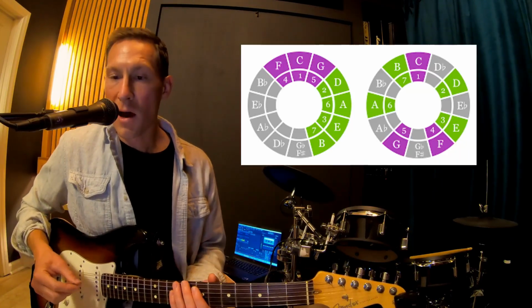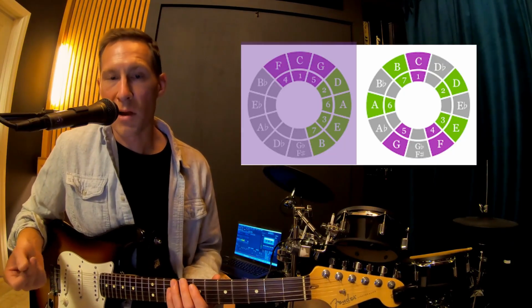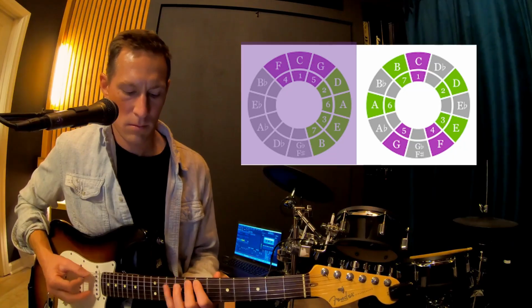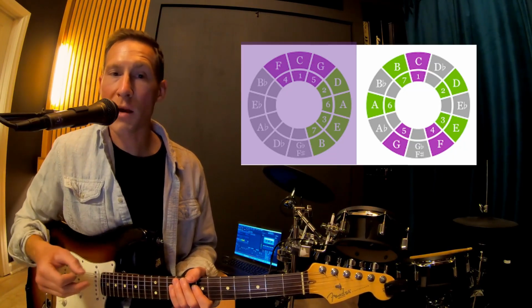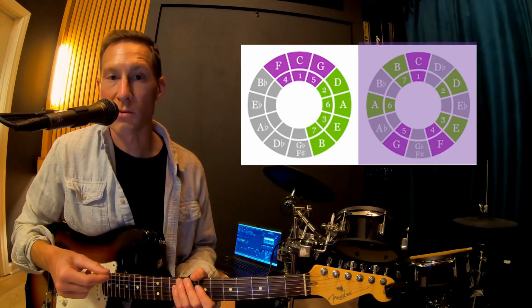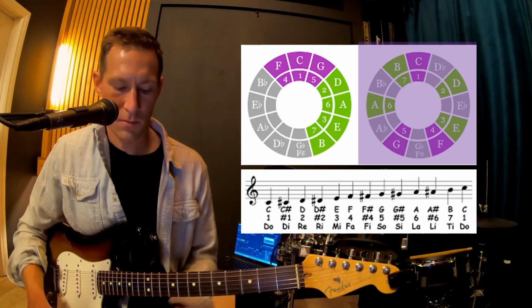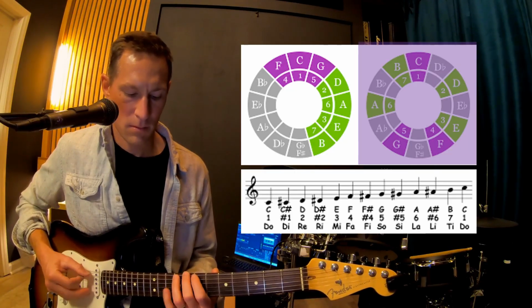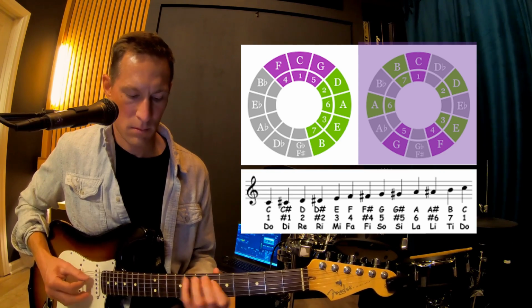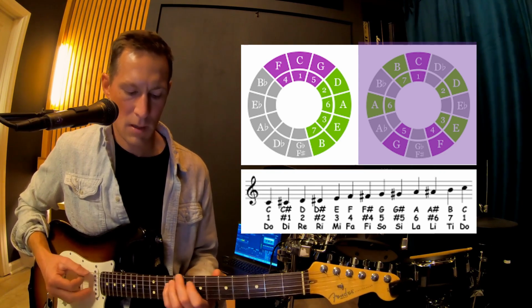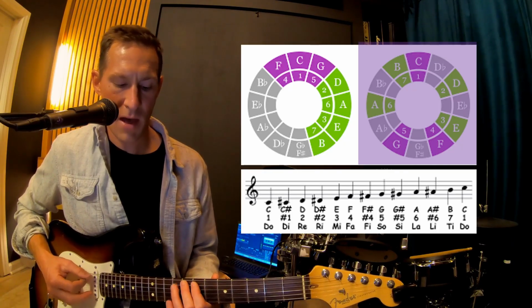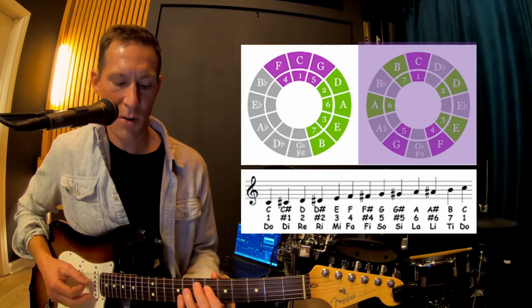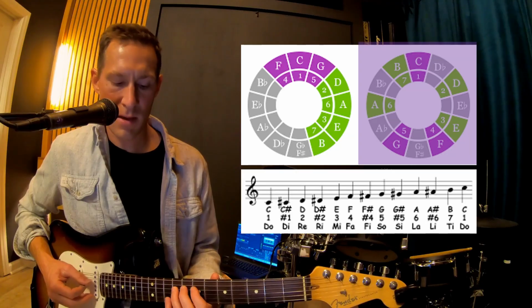Okay, let's look at the chromatic circle. Now, in the circle of fifths, we're talking about either major or minor scales, which uses the interval spacings that we discussed before. In a chromatic scale, we don't skip any semitones. We play every single semitone. C, C sharp, D, D sharp, E, E sharp, F, G, G sharp, A sharp, B, C.